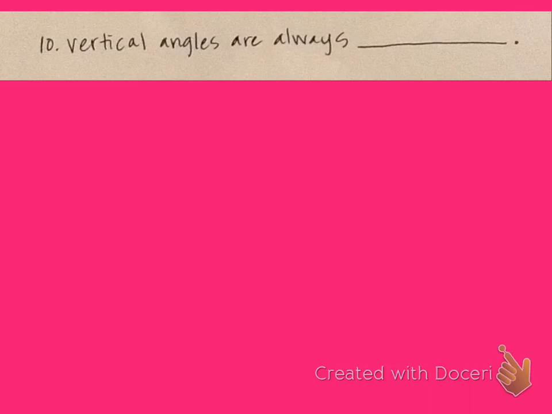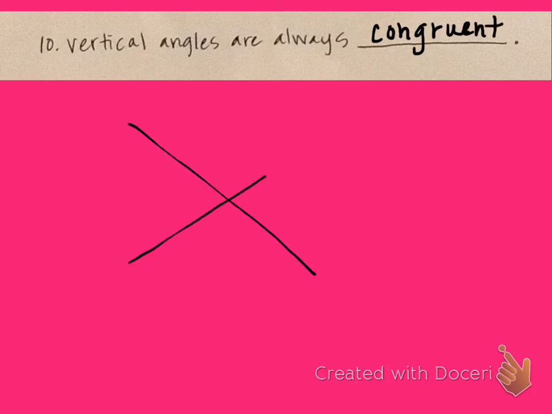Alright, we saved the easy one for the end. This is actually a theorem you need to know. Vertical angles are always congruent. And we just talked about that in the last problem. So just to make sure everybody's understanding, these two angles are called vertical. They share a vertex. They're across from each other, so their angles are congruent. These two angles are also going to be congruent because they're also vertical.